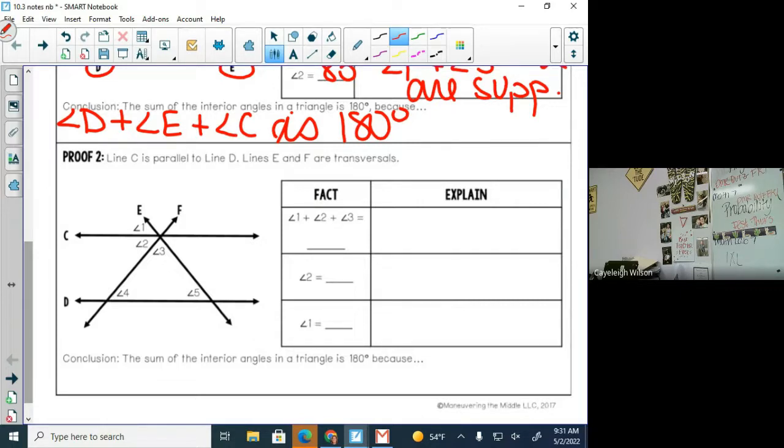Looking at this one, it says line C is parallel to line D. So these are parallel lines. Lines E and F are transversals, so that means they just cut it. Angle 1, angle 2, and angle 3 equal what? So here's angle 1, angle 2, and angle 3. What do they equal? 180, because they are supplementary. They're on a straight line. So supplementary, you can put straight line there.